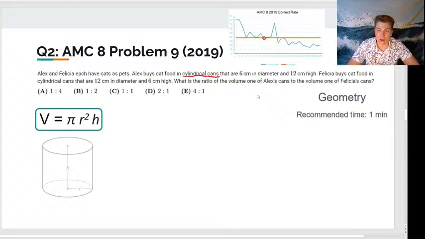What is the ratio of the volume of one of Alex's cans to the volume of one of Felicia's cans? Awesome, so the first thing we need to know here is the volume of a cylindrical can. And I have that formula for you here.